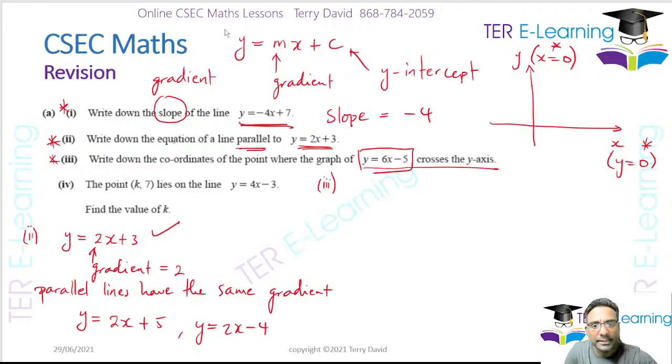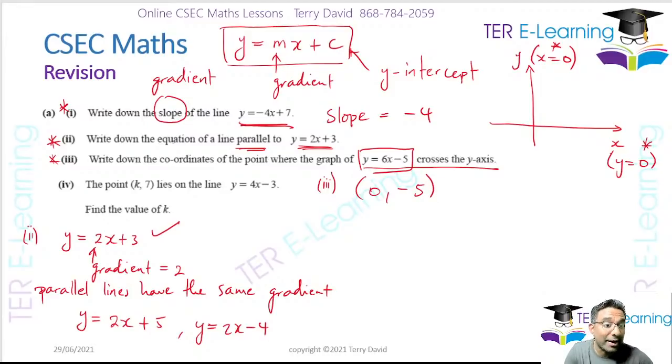Now remember, this here is my general equation for a straight line, and c is my y-intercept. So therefore, this line here, y is equal to 6x minus 5, is going to cut at the point 0, minus 5. That is where I'm going to cut my y-axis. That's my y-intercept, 0, minus 5. So there's nothing to calculate there. You just have to look at the equation, and from the equation, you can tell what the y-intercept is.